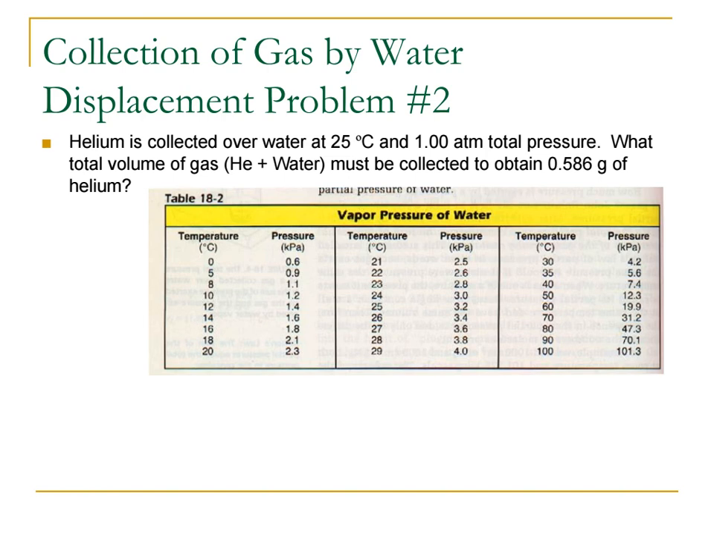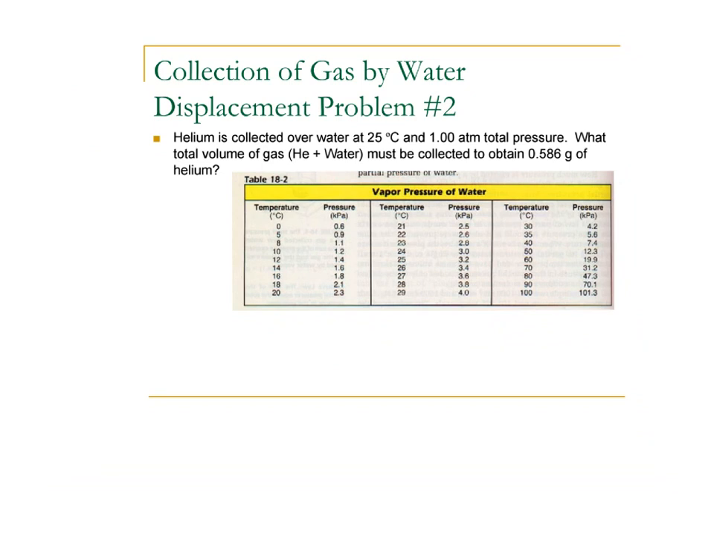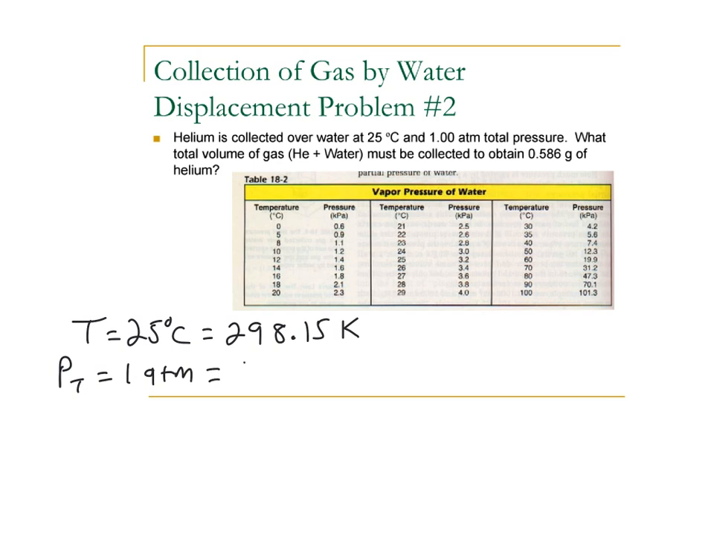So we've got helium is collected over water at 25 degrees and 1 atmosphere of pressure. What total volume of gas must be collected to obtain 0.586 grams of helium? So I'm going to start writing numbers down. Got a temperature. Just going to convert it to Kelvin right away because I know I'll use it. And I have a pressure. I'm going to put PT for total pressure, 1 atmosphere. I know there's kilopascals in the table, and 1 atmosphere of pressure is the same as 101.3 kilopascals, so I'll put that in.